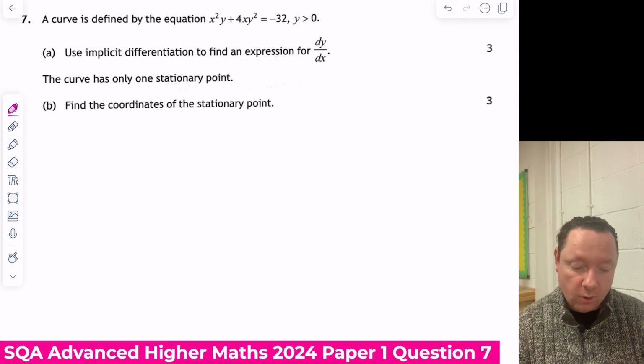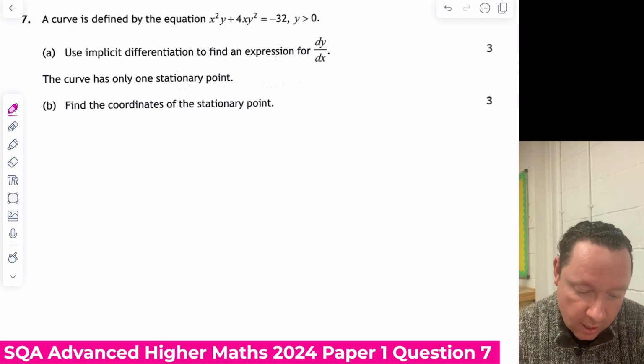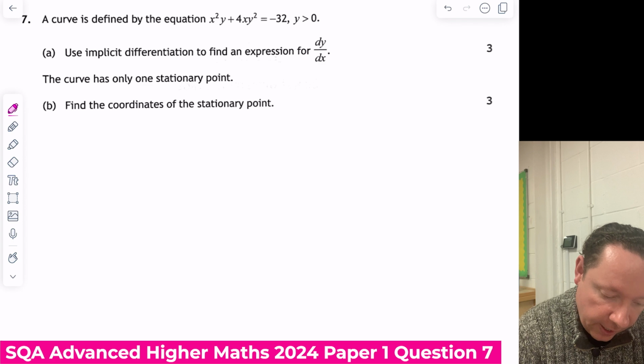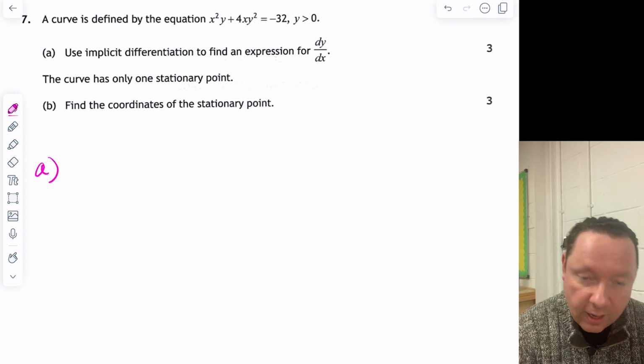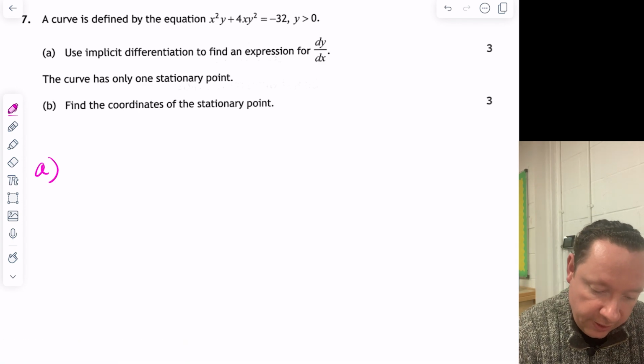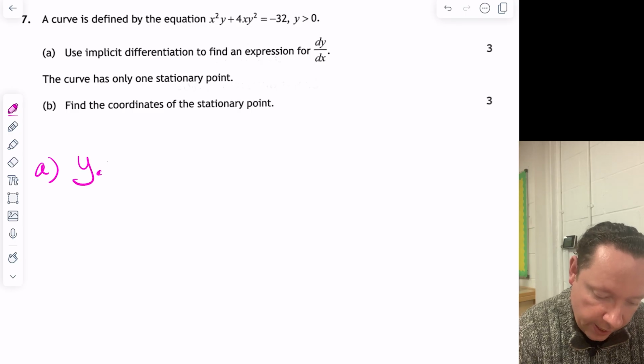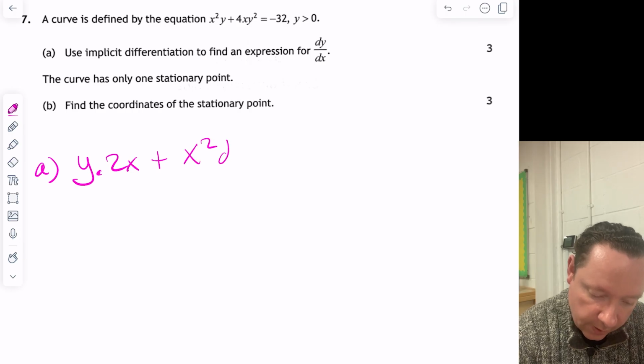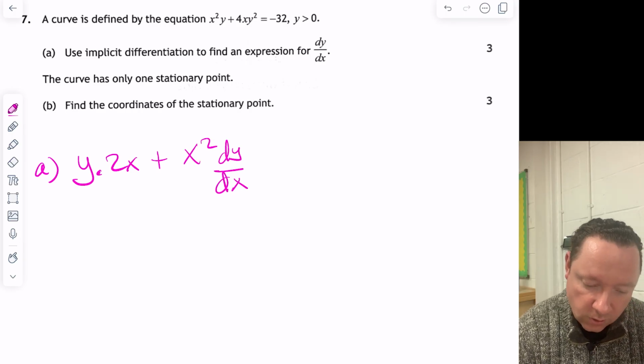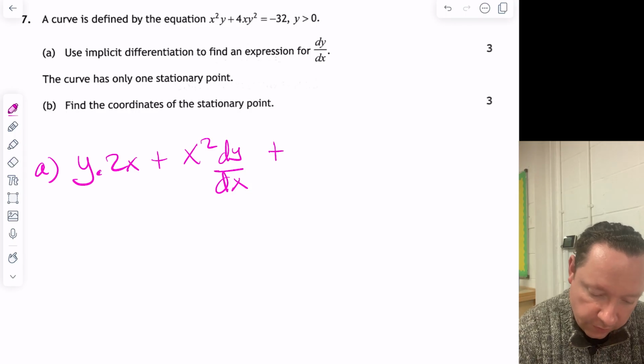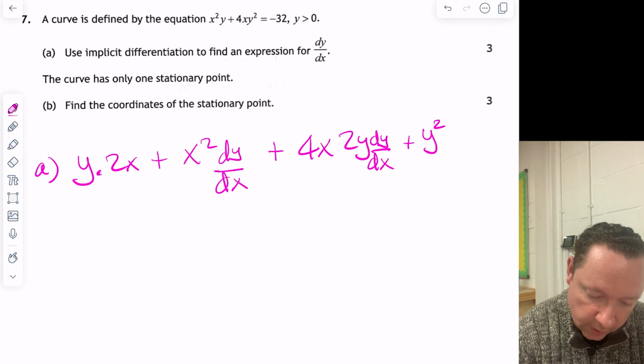Maths 2024, paper 1, question 7. A curve is defined by this equation. Use implicit differentiation to find dy by dx. So we've got x squared y, so that is a product. So I'll do v u dash, so y times 2x, plus u v dash, x squared times dy by dx. Similarly for 4xy squared, I'll call 4x u, and then v u dash, y squared becomes 2y dy by dx, and then plus v u dash, y squared times 4 is 4y squared.